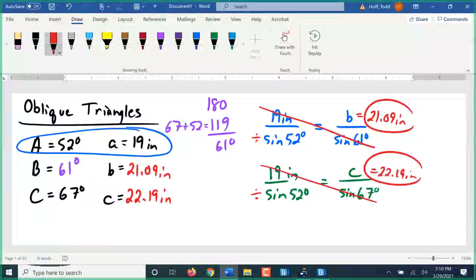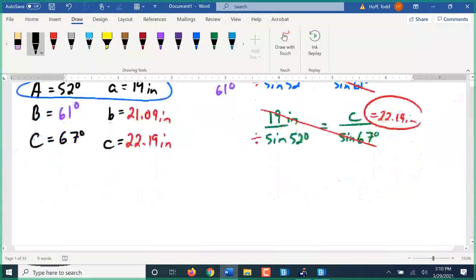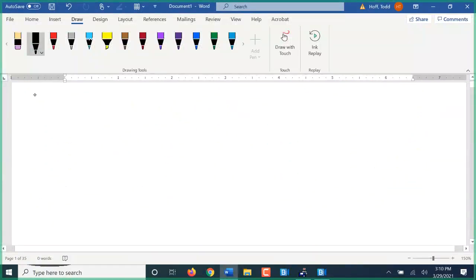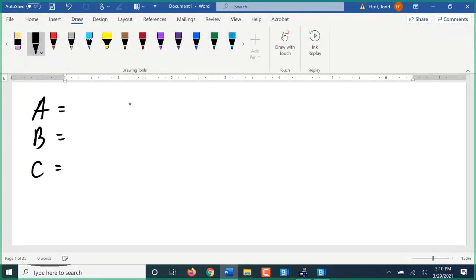It is. Is our longest side across from our largest angle? It is. Anytime you're given two of the angles and one of the sides, you're safe. The worry comes when we're only given one angle and two sides.